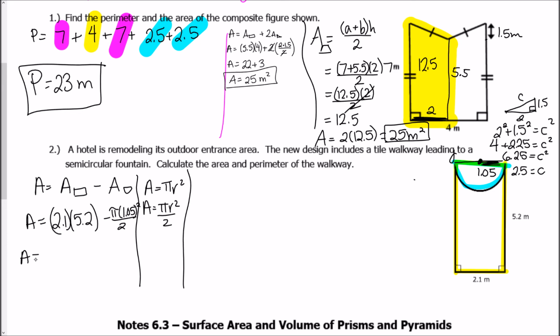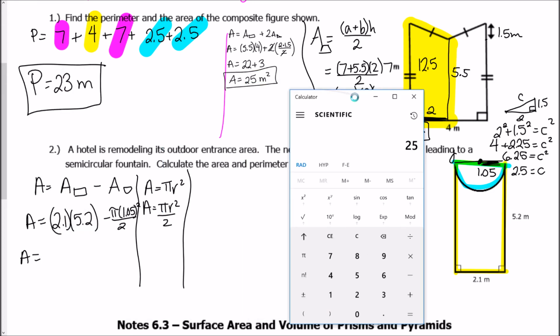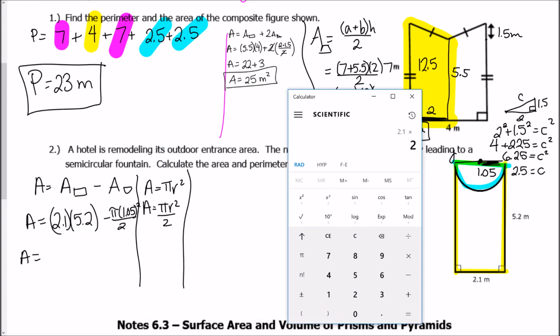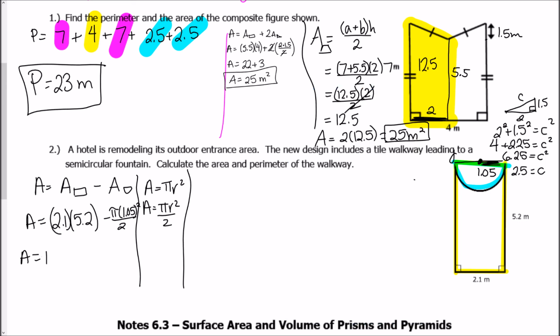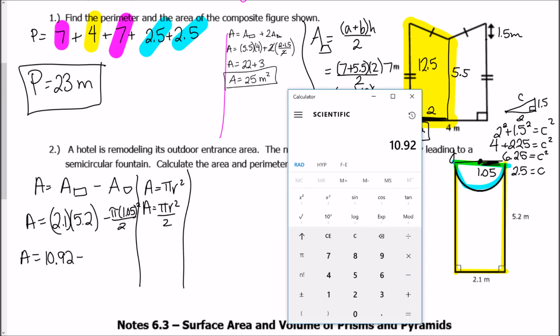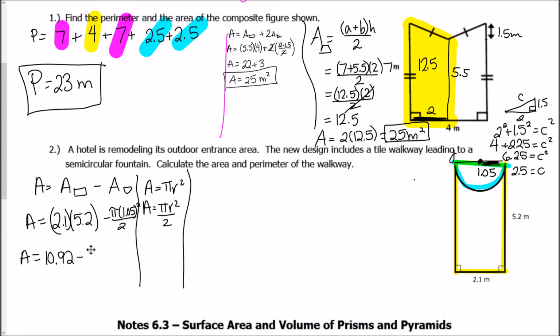Okay, so I'm going to pick up my calculator and do some calculating here. 2.1 times 5.2 would end up giving me 10.92. So I'm going to write down 10.92 minus, now here I want to figure out what 1.05 squared is, and then divide that by 2, and I get 0.55125 pi. And this is my exact answer.